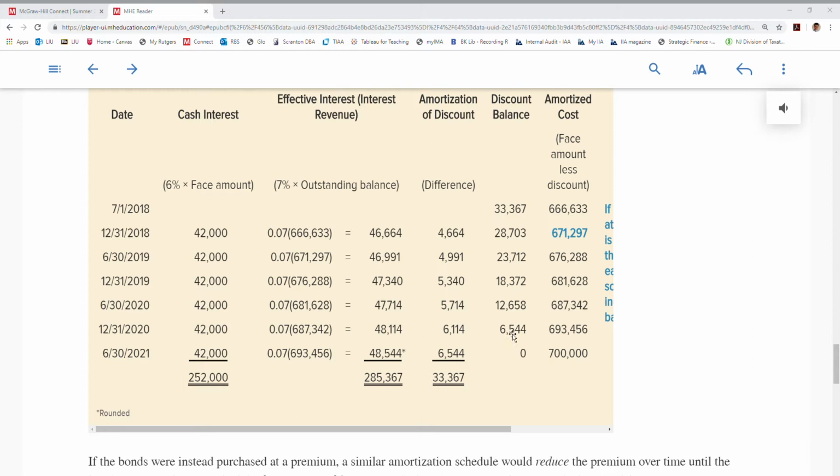You can see 3,365 versus this, a slight rounding difference probably because of the interest, but essentially what happens is we make this entry every year to get to the true value of the bond and record the proper interest.